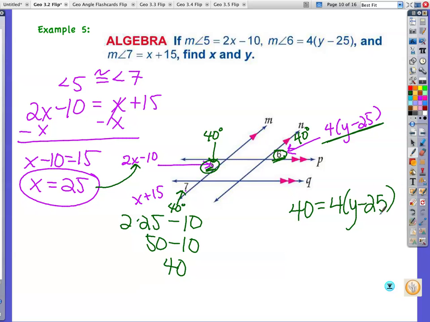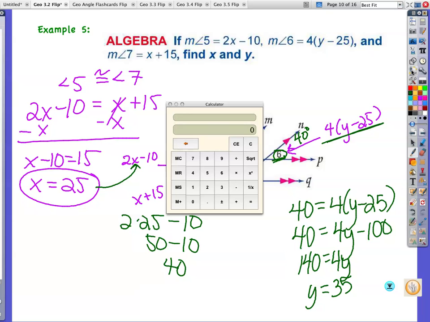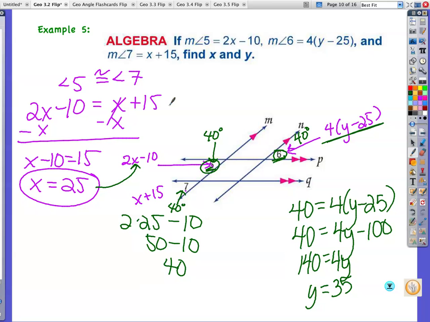So basically I just need to solve the math. So I have 4y minus 25 equals 40. I guess you could do this another way as well. Add 25 to both sides, and now divide both sides by 4. Is that 35? I better check, otherwise there would be a lot of people asking for extra credit here. I already know it's 35. All right, we're good.